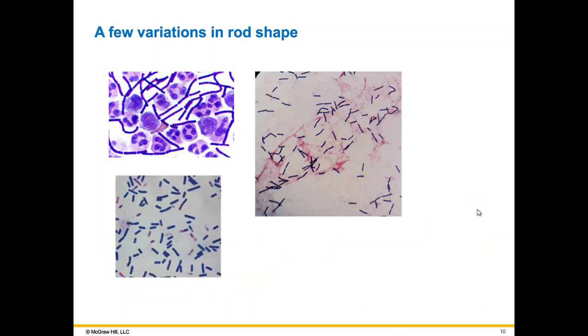So anyway, here's a few variations that were mentioned in rod shape. You can see the really blocky ones here. We see some here that look more rounded. These also look a little more rounded as well. But that definitely shows you the blockiness of the blocky rod-shaped bacteria.